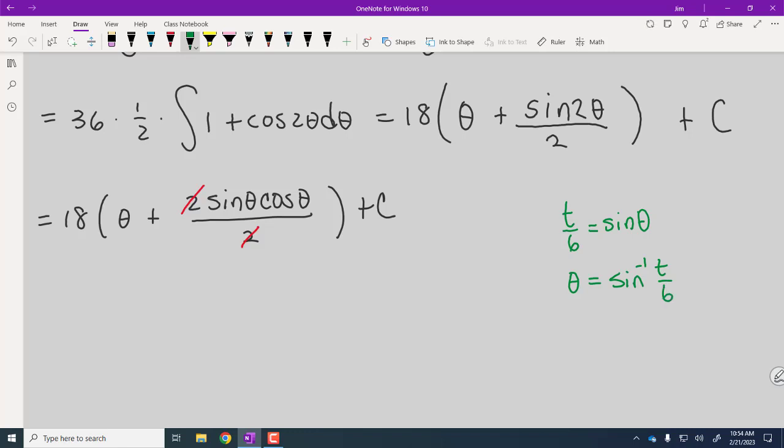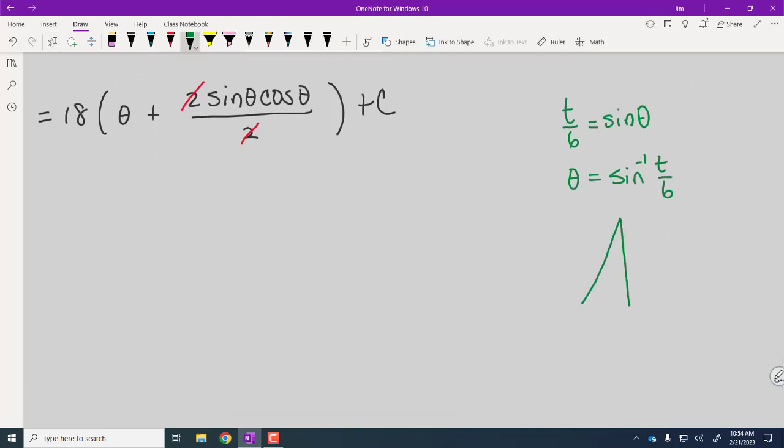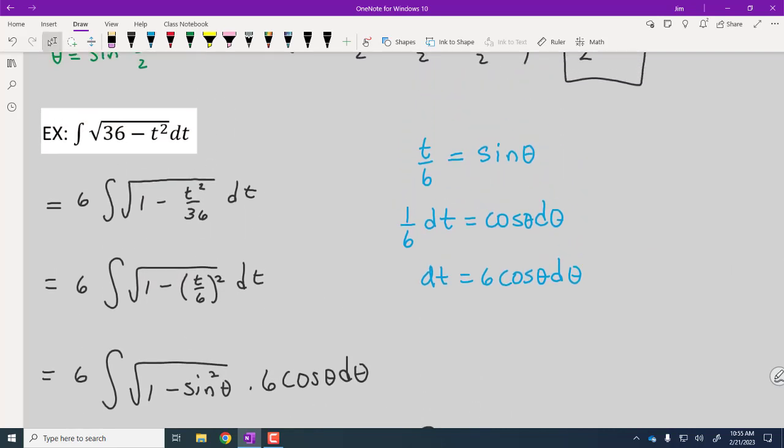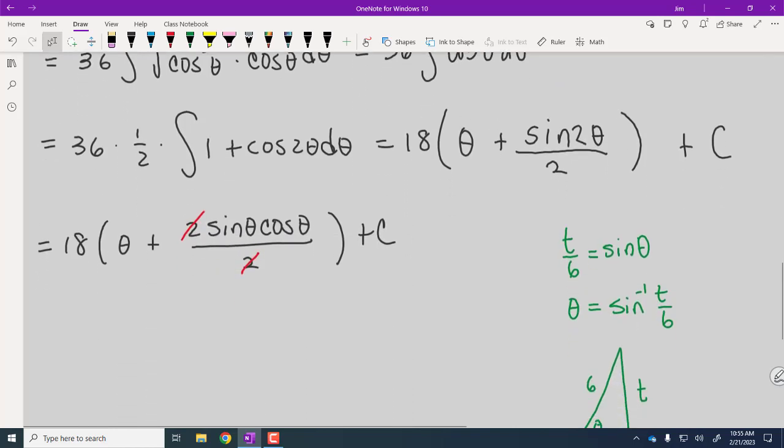Good. And now to build the triangle, we always build it like it's in quadrant 1. So it's sitting in quadrant 1. Sine of theta is t over 6, so that's rise over hypotenuse. So we're going to do that. And then what is this side down here? 36 minus t squared inside that square root. And that should match something up in the original integral. If it doesn't, if it's totally different, then something's wrong. It should match pretty well.